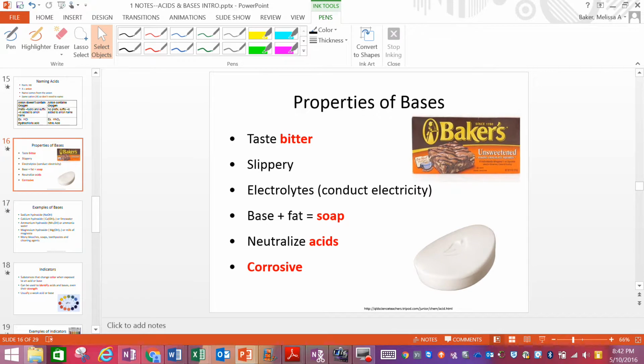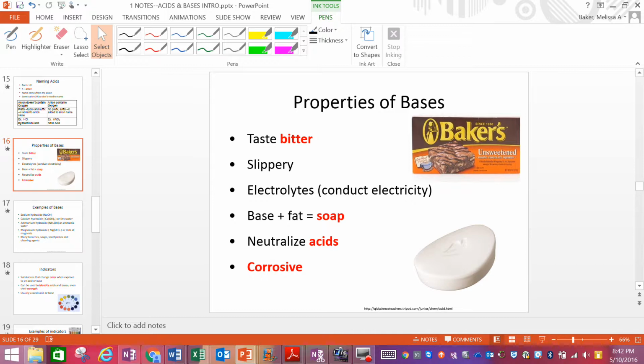How about bases? Bases, rather than tasting sour, they taste bitter. They're very slippery feeling. They still have ions dissolved in solution, so they definitely conduct electricity. They have a very famous product. Bases plus a fat makes soap.